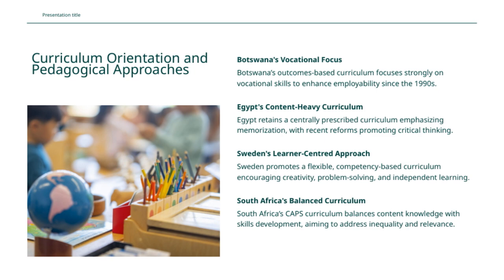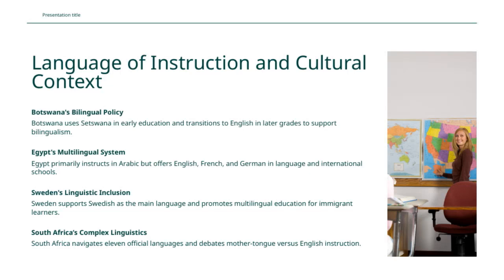Finally, South Africa employs a balanced curriculum through their CAP system. It combines content knowledge with skills development, aiming to address issues of inequality and ensure relevance. The idea is to equip students not just with facts, but with the abilities they need to succeed in diverse contexts and contribute meaningfully to society. Overall, these different approaches reflect varied priorities and contexts, but all aim to improve educational outcomes and better prepare students for the future. Let's start with Botswana.